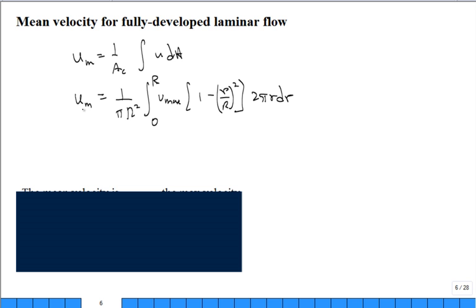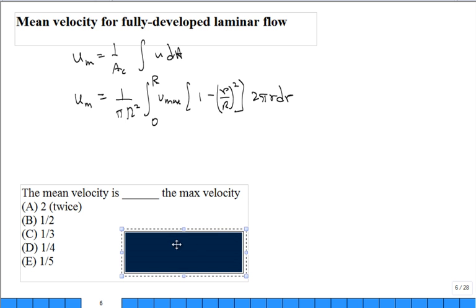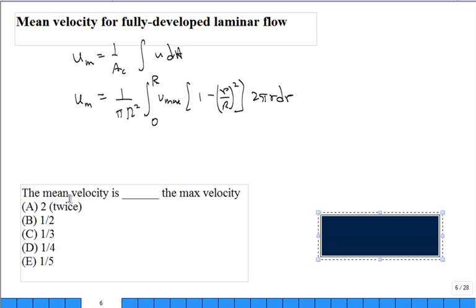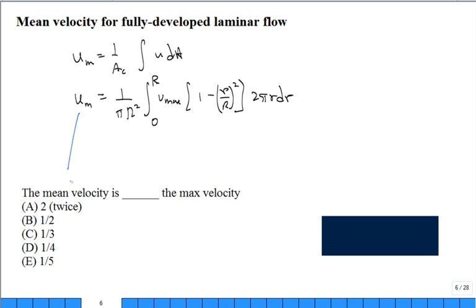Now the clicker question. I think you could do the math, but from your fluid mechanics background, what we're doing right here is solving for an analytic expression for the mean velocity, u sub m, for fully developed laminar flow in a pipe. It is blank the max velocity. What was the max velocity? Is it twice the max velocity, half, 1/3, 1/4, or 1/5? Your recall. What do you say?